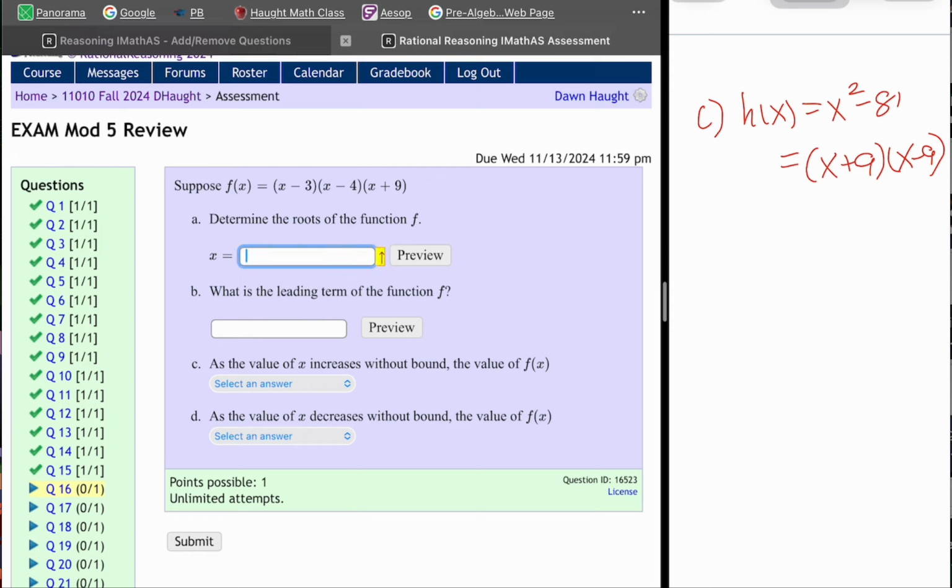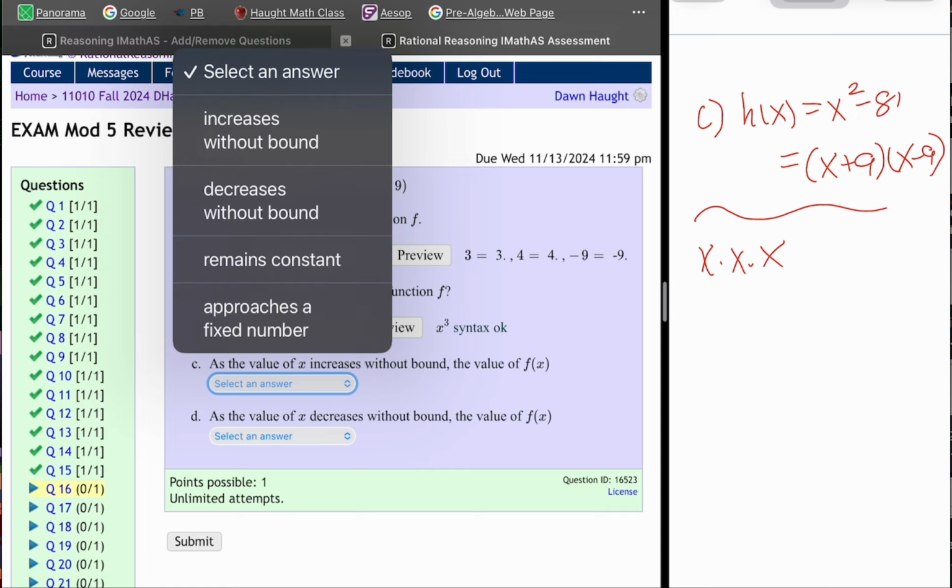Question 16. What are the roots? It's in factored form. All of those are really nice, easy zeros. Positive 3, positive 4, and negative 9. The lead term would be the x from the first one times the x of the next one. So it'd be x times x times x. It would be x cubed.